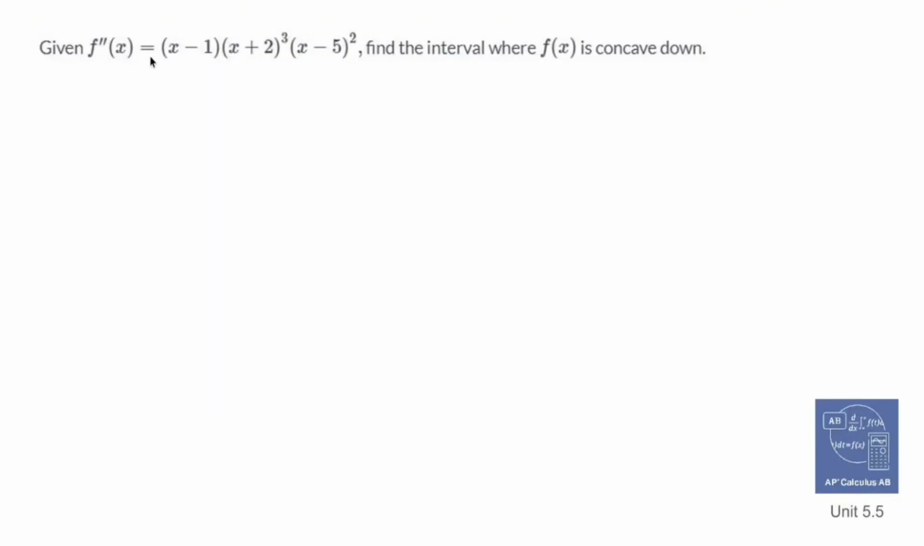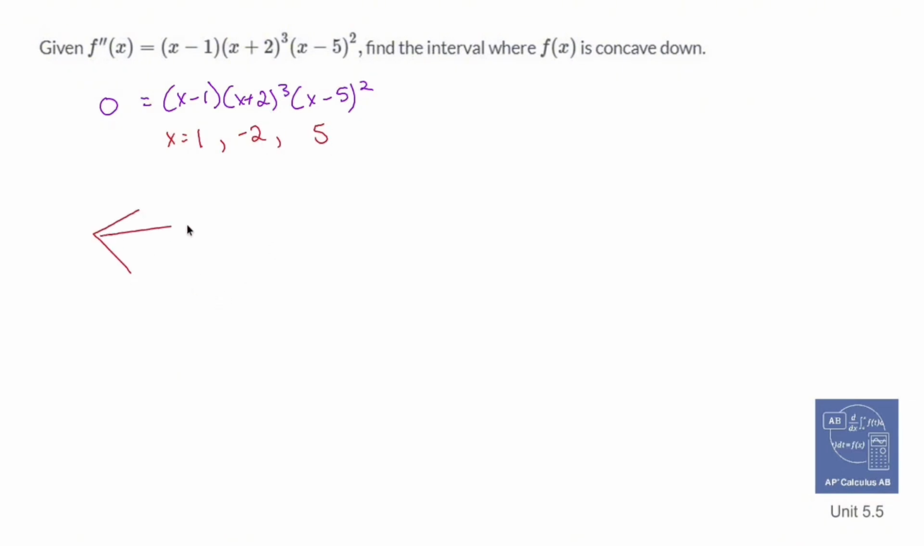If f double prime of x equals x minus 1 times the quantity x plus 2 cubed times the quantity x minus 5 squared, find the interval where f of x is concave down. Well, normally you take the function, take the second derivative and set it equal to 0 to get your inflection points. This is already the second derivative, so I'm going to take this and set it equal to 0. Now here's the thing. Whenever we see multiplicity, that means something strange is going to happen. All right, so my inflection points are going to happen at x equals 1, negative 2, and positive 5.